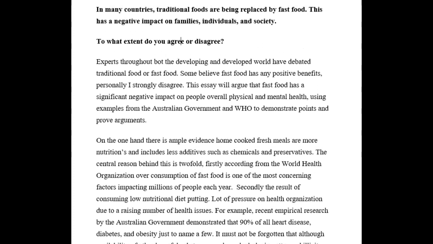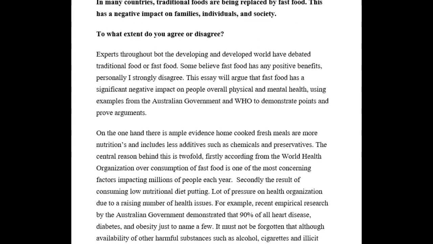And I'm not entirely sure if you're developing this on topic. Let's look at what the task you're supposed to write on is. It says, in many countries, traditional foods are being replaced by fast food. So this is a given. They are asking us to understand and to accept that fast food is becoming more and more prevalent instead of traditional food. And then the question is, if this trend has a negative effect on these 3 different layers of society. Okay? So that's what's going on here.